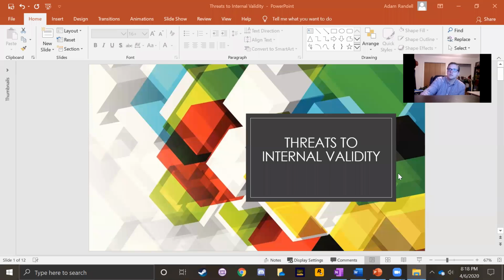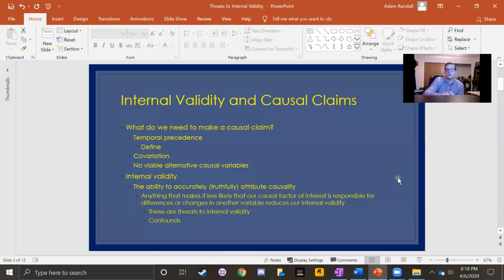All right. So again, let's start with what is internal validity. Well, in order to understand internal validity, we first need to reflect on what we need to make a causal claim. So you need several things. One, temporal precedence. Your causal variable must come before the thing that it causes, right? So if your IV is causing an effect on your DV, then your IV must happen before you measure your DV. Two, your IV and DV must covary with one another.